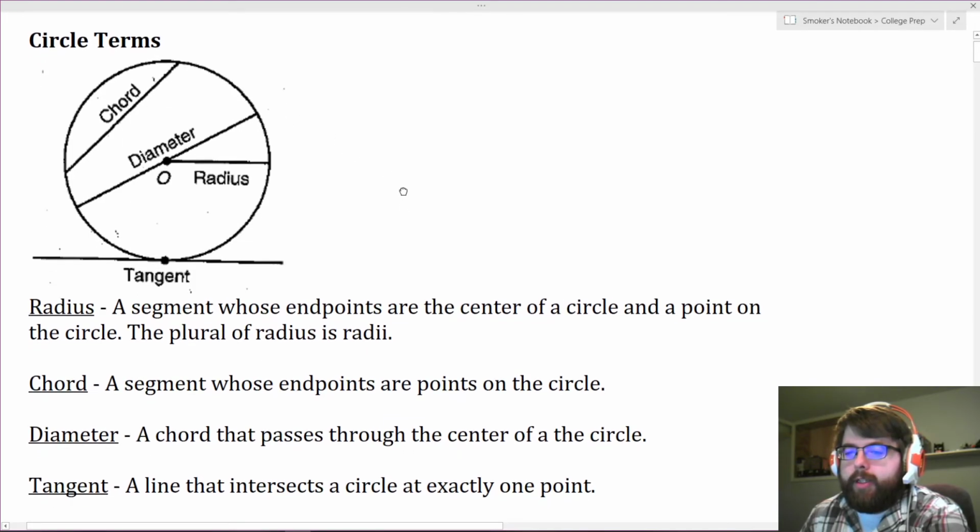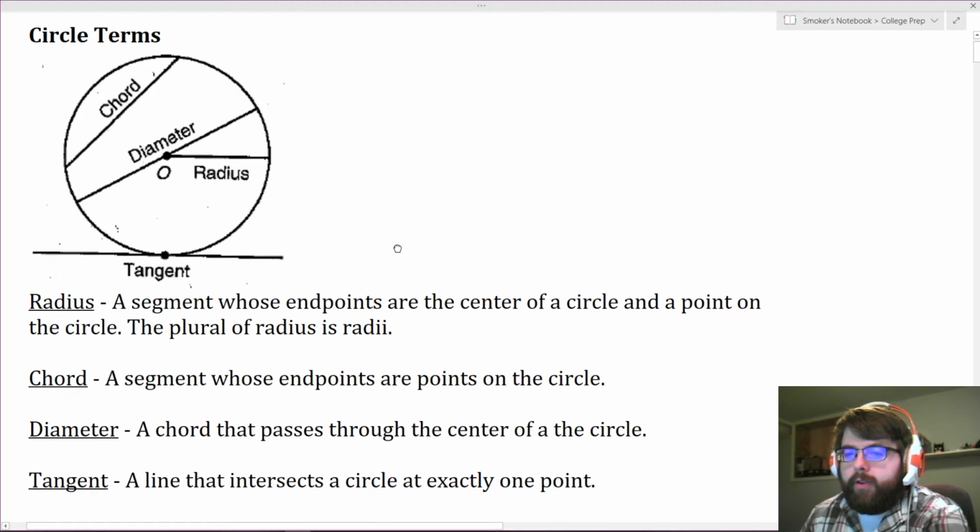A tangent is a line that's on the outside of the circle. This down here is a tangent. It's on the outside of a circle, and it touches the circle at exactly one point, so it just skims the circumference of a circle.